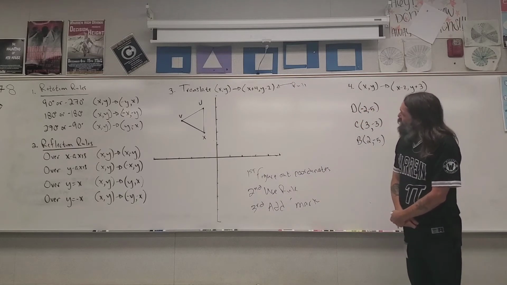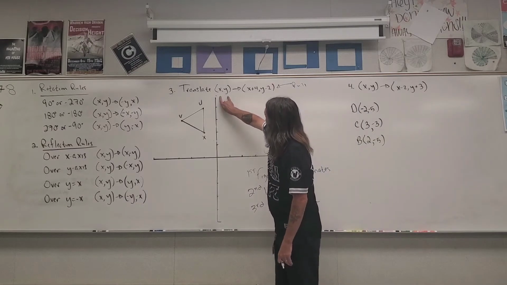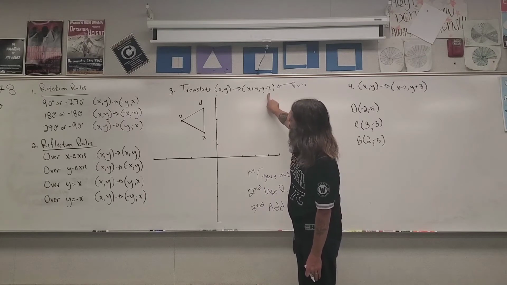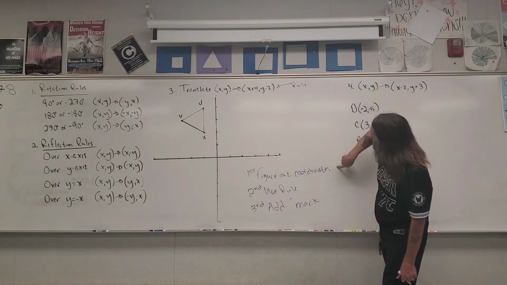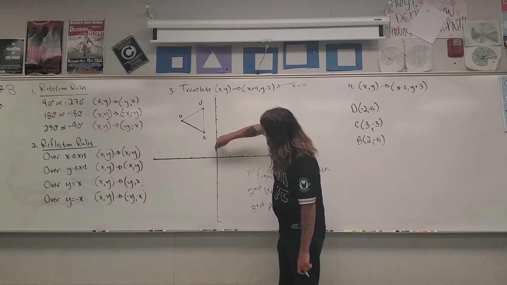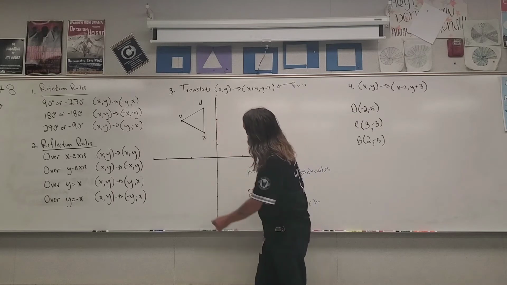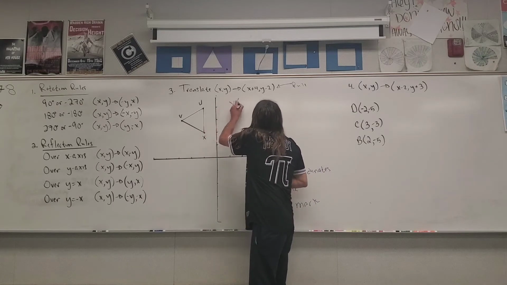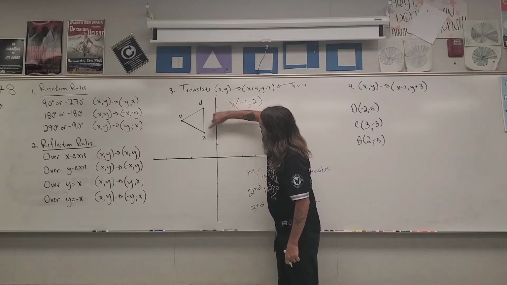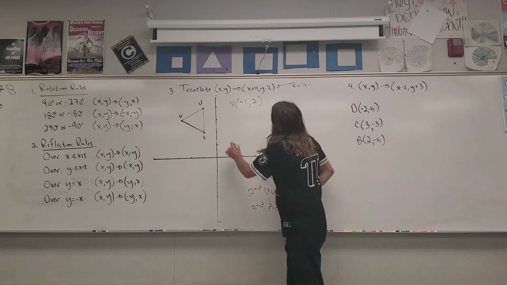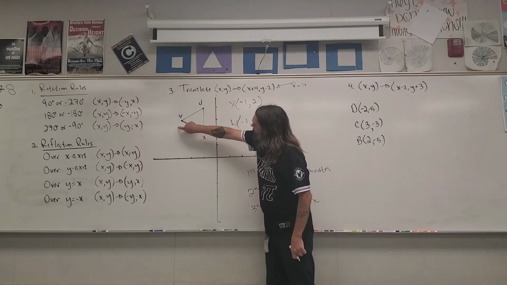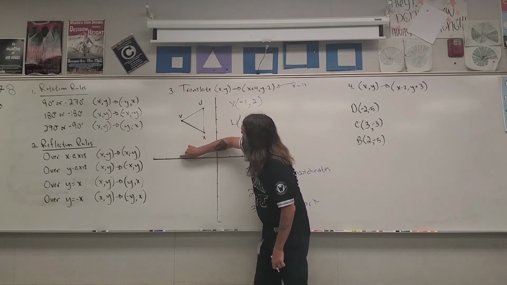Okay, so we're going to translate, which means we're going to take these coordinates. I'm going to add 4 to my x value, and I'm going to take away 2 from my y value. So the first thing I need to do is figure out the coordinates. Okay, well, the coordinates for this guy is negative 1, positive 2. The coordinates for this guy, negative 1, positive 4. And the coordinates for this guy, negative 3, positive 2.